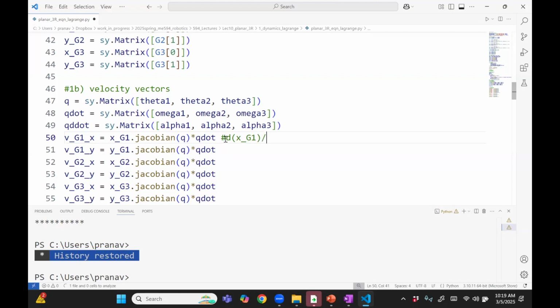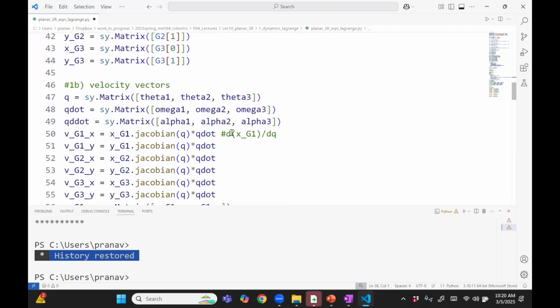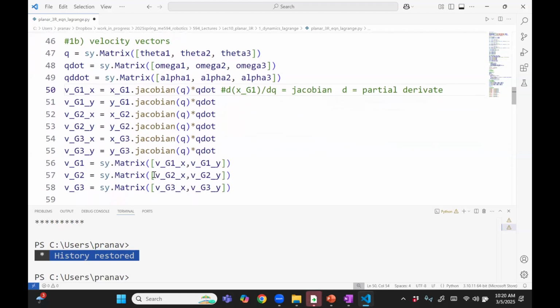dxg1/dq. This is actually the partial, my bad. This d is the partial derivative, not the complete derivative. Okay, so this is essentially done by Jacobian, and the format is this. It takes dxg1/dq, and so you can do this for each of these things.